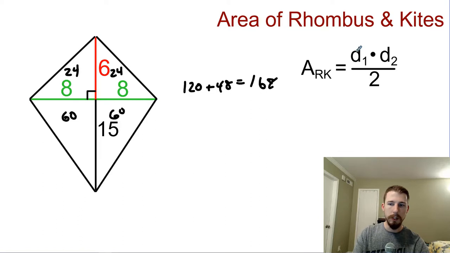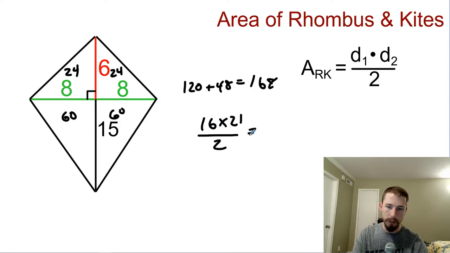Well, I'm saying there's another formula we can do, and let's see if we get the same thing. So D1 times D2 divided by 2. The D is going to be diagonals. So our first diagonal for our rhombus or our kite in this case is going to be 16. So we're going to do 16 times our other diagonal, which is 21, and then we're going to divide all that by 2. So we're not adding them together. It's not an average. We're multiplying it and divide it by 2. So what's 16 times 21 divided by 2?